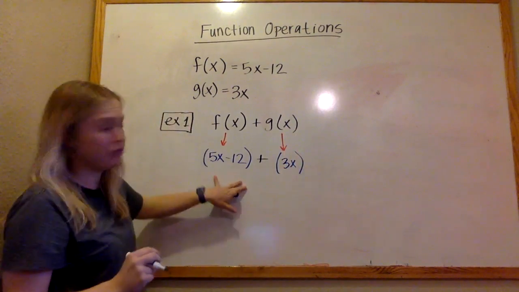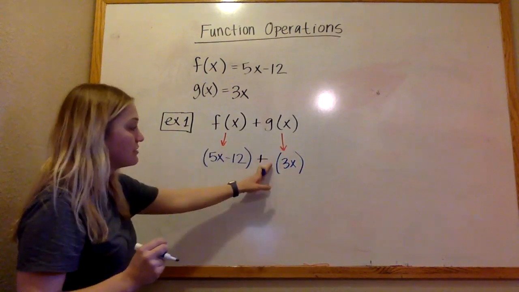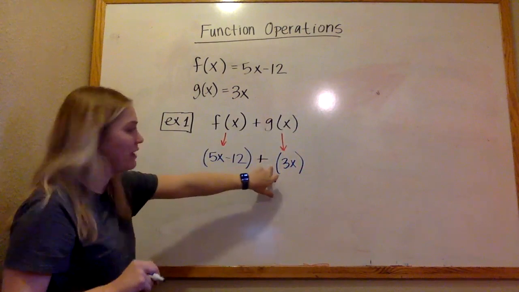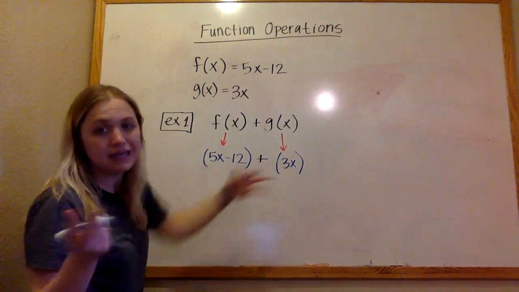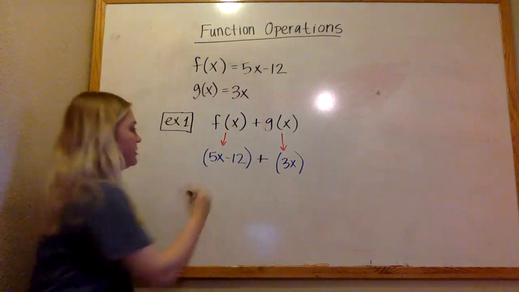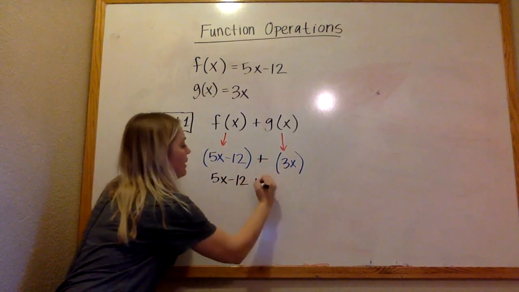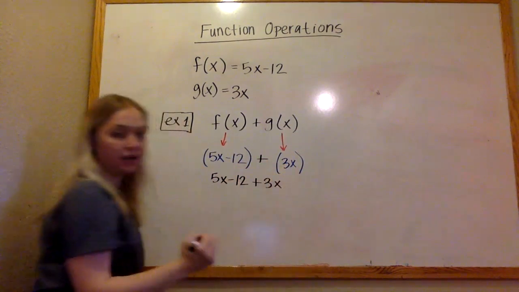Now, you'll see that there are parentheses on both of these. There's nothing to distribute in front of them. There's not like a 2 up here, so I don't have to distribute a 2 in. There's really nothing but a 1 in front of both of them. Now, if you did 1 times 3x, it's still 3x. So the parentheses can be dropped. It can just be 5x minus 12 plus 3x.